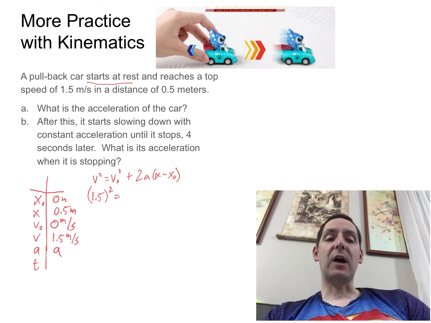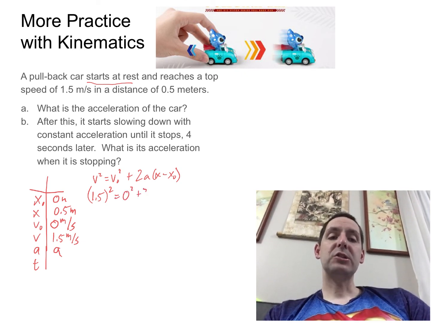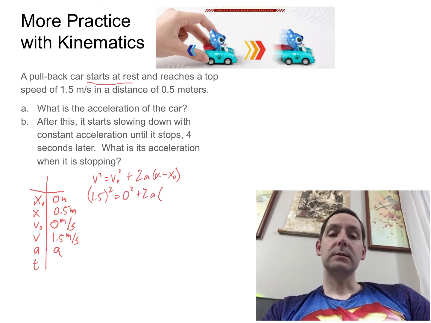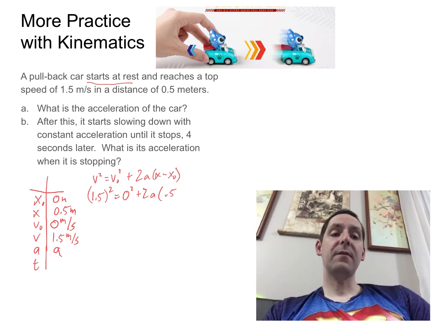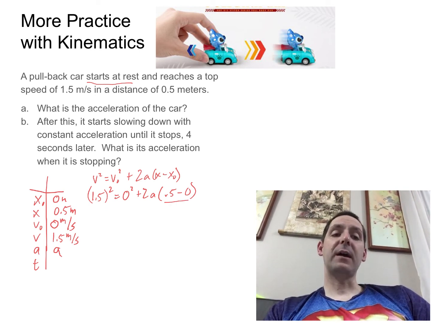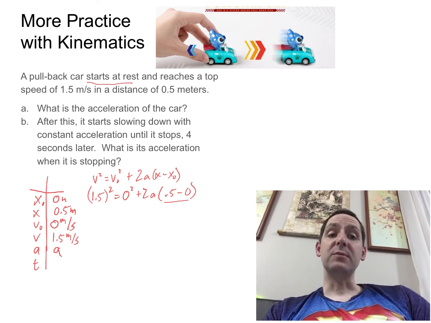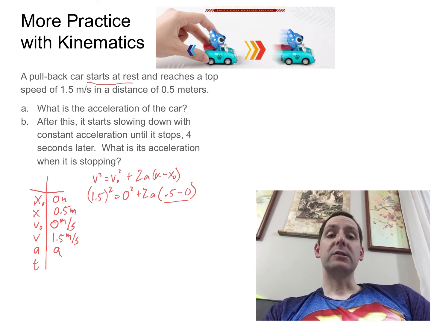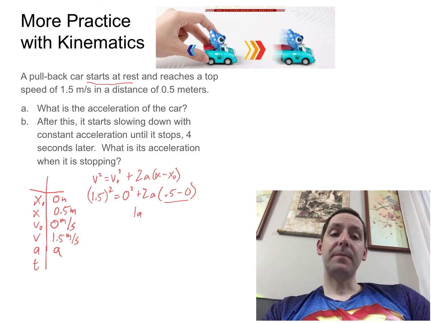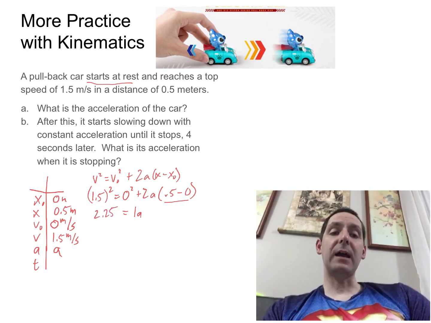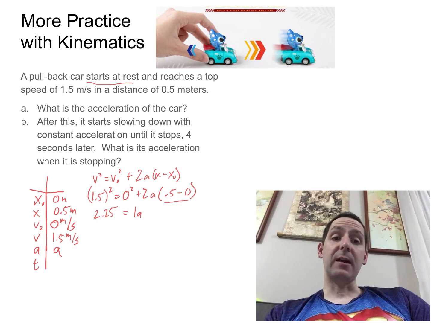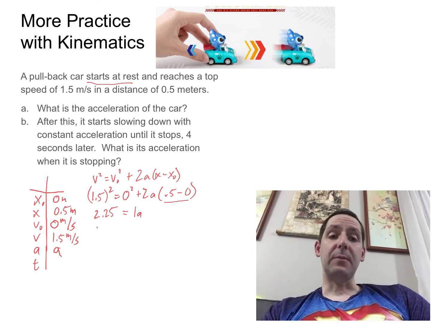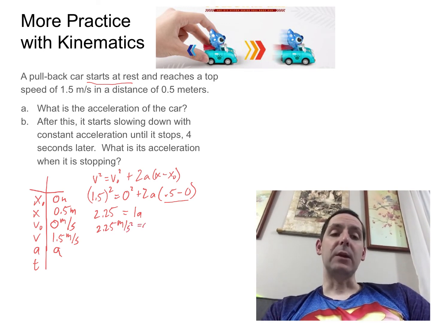Okay, my initial velocity is 0, plus 2 times a times x, which is 0.5, minus the initial position, which is 0. You'll notice if I do 0.5 minus 0, that's going to be 0.5, times 2 is actually 1. So that's just going to be 1a there. And then the 1.5 squared is 2.25. And as it turns out, I'm going to divide by 1, and I'm going to end up getting 2.25 meters per second squared equals a.